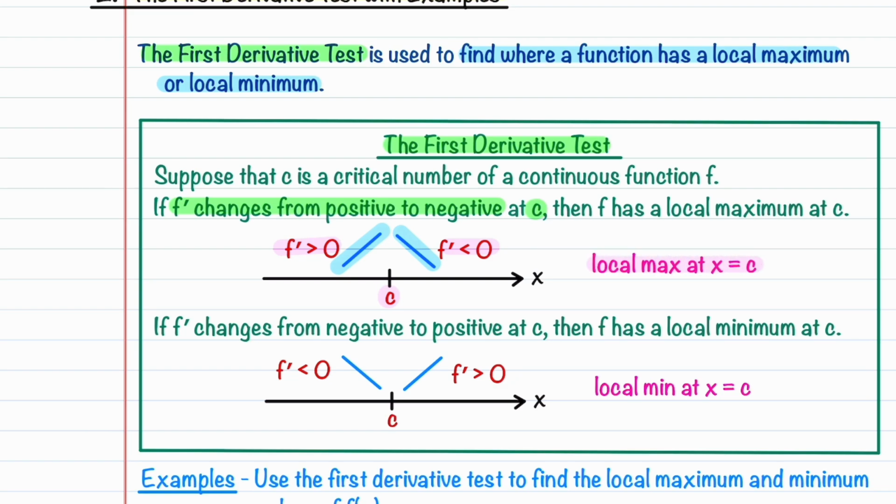In a similar way, if f prime changes from negative to positive at a point c, here's c, and f prime is negative and then positive, so our function is decreasing and then increasing, and that means that we have a local min at x is equal to c. I always think that it helps to draw those lines because you can see easily that you have a max or a min.